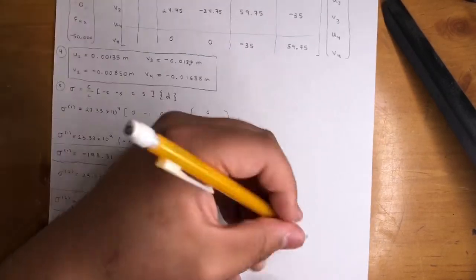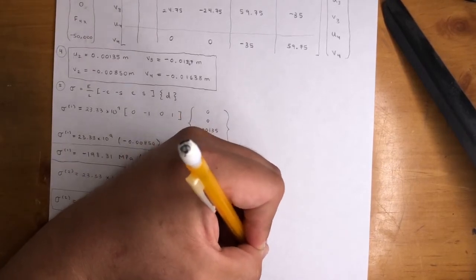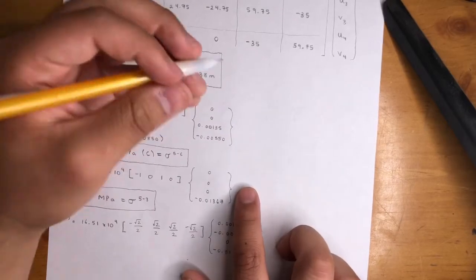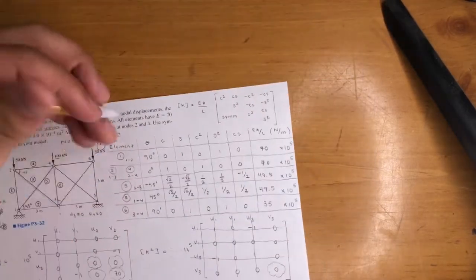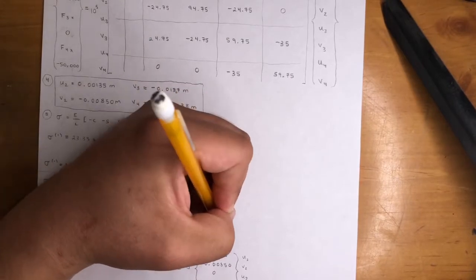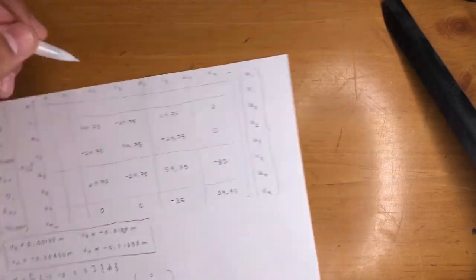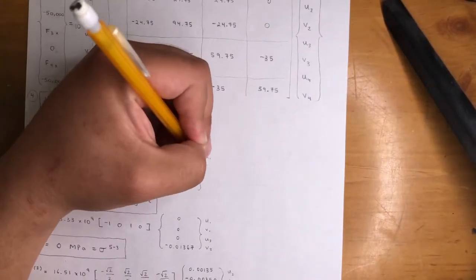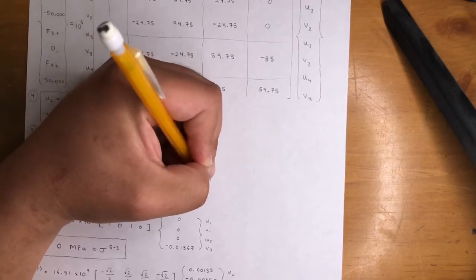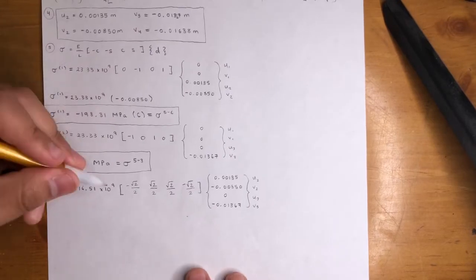Let me go ahead and label them real quick for you. So this was U2, V2, U3, V3. What was it for element 2? It was 1 to 3. So this was U1, V1, U3, V3. Then for element 1, that was between nodes 1 and 2. So it's U1, V1, U2, V2. That's just what we're doing, okay? Just stay consistent. We're doing good.